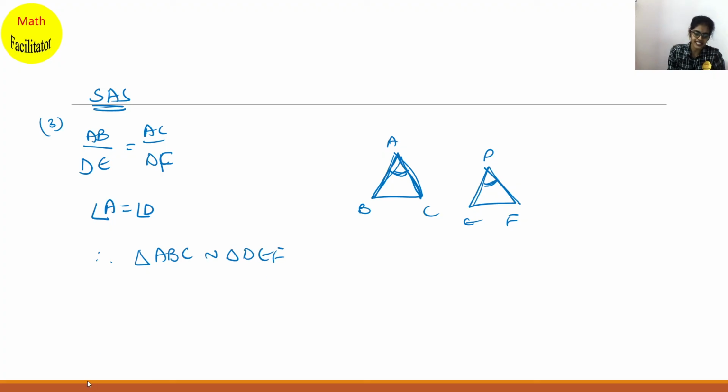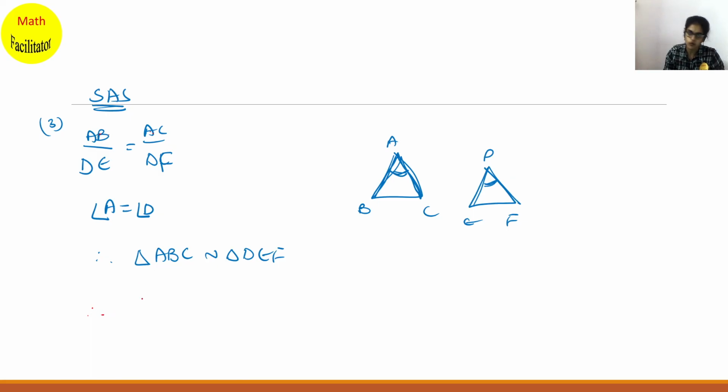Now, SAS means two sides are in proportion and one angle is equal. Always remember, in similar triangles, angles are equal and sides are in proportion. If sides are equal, what happens? The triangles are not similar, they are congruent. Clear? That is the difference.